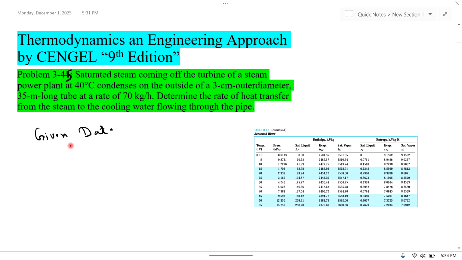The steam coming out from the power plant at a temperature of 40 degrees centigrade condenses on the outside of a 3 centimeter outer diameter, 35 meter long tube at a rate of 70 kilogram per hour. Condenses means steam is initially dry saturated.